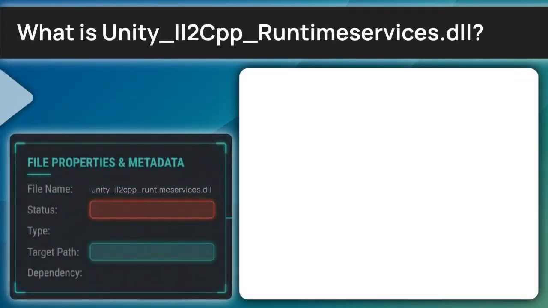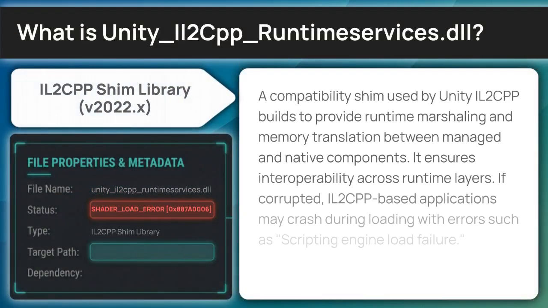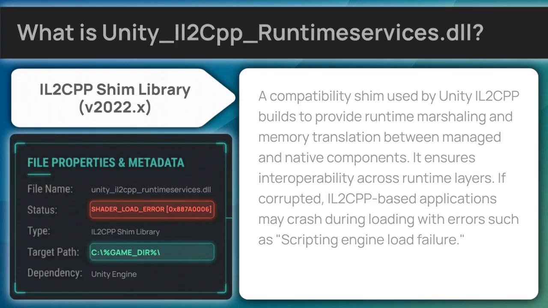This is the Unity IL2CPP Runtime Services, a compatibility shim used by Unity IL2CPP builds to provide runtime marshaling and memory translation between managed and native components. It ensures interoperability across runtime layers. If corrupted, IL2CPP-based applications may crash during loading with errors such as scripting engine load failure. Understanding the file's role is a great start. Now let's look at replacing it.